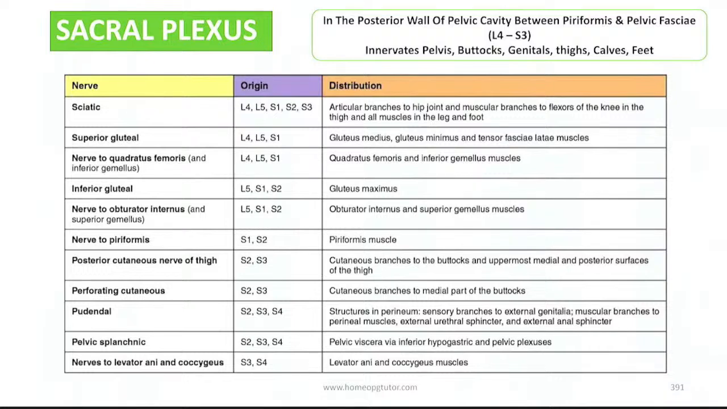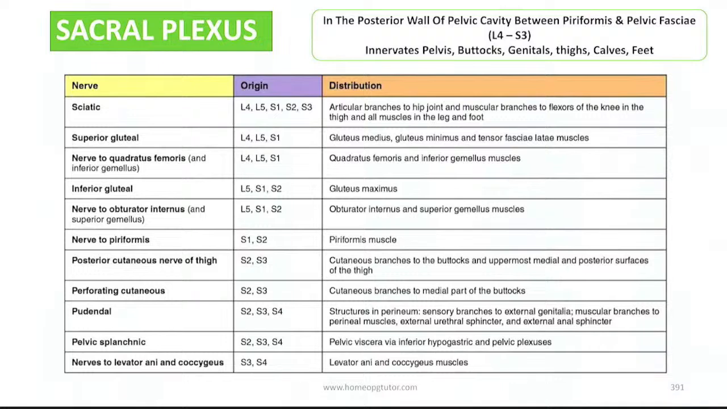Fine. Then other branches of the sacral plexus are the superior gluteal nerve. Superior gluteal, right? It gives off branches to the gluteal muscles. Now, nerve to quadratus femoris, the term itself is understood, right? It gives off a branch to the quadratus femoris. Inferior gluteal. Remember one thing: superior gluteal gives off branches to the gluteus medius and minimus. Inferior gluteal nerve gives a branch to the gluteus maximus.